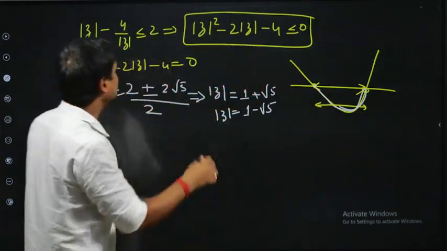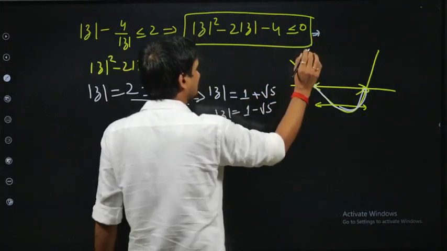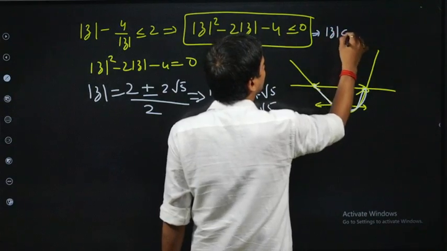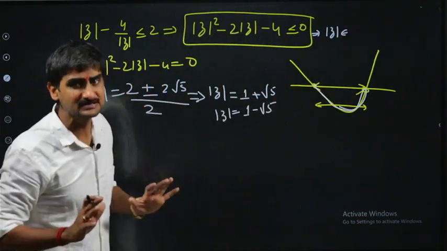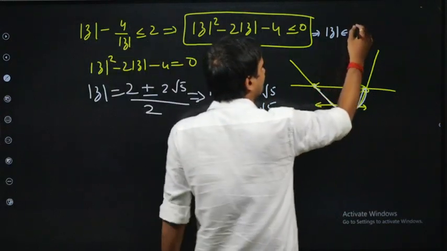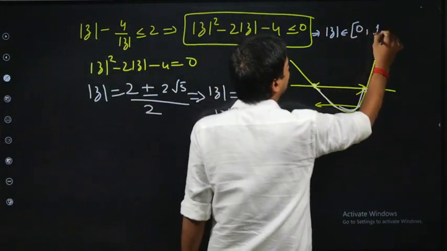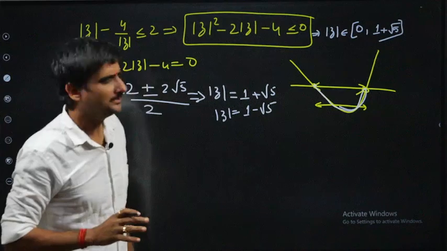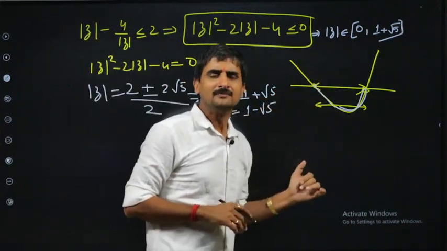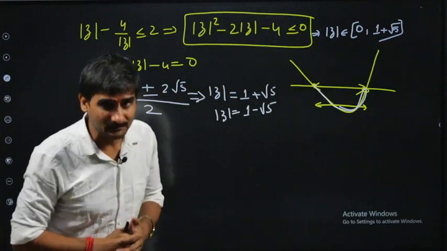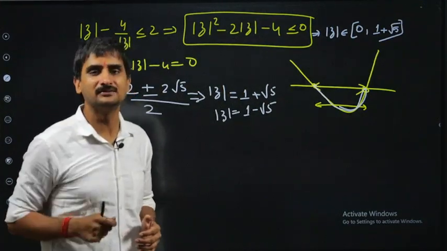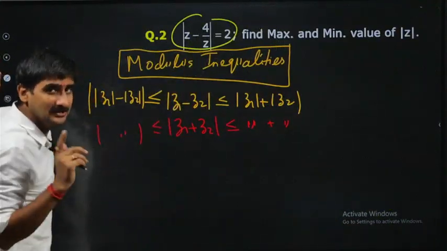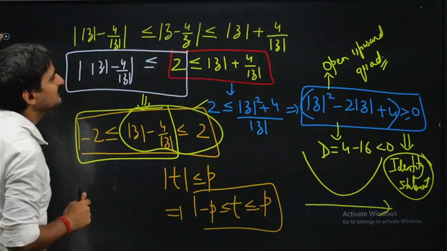So that means the solution of this inequality is between the roots. So mod z belongs to, of course, 1 minus root 5 is negative, so I will write 0 to 1 plus root 5. I think all of you will agree to it. Of course we won't be closing 0, because the modulus of a complex number is 0 only when that complex number is 0, and since we have a complex number z in the denominator, it can't be 0 anyways. So that's it.